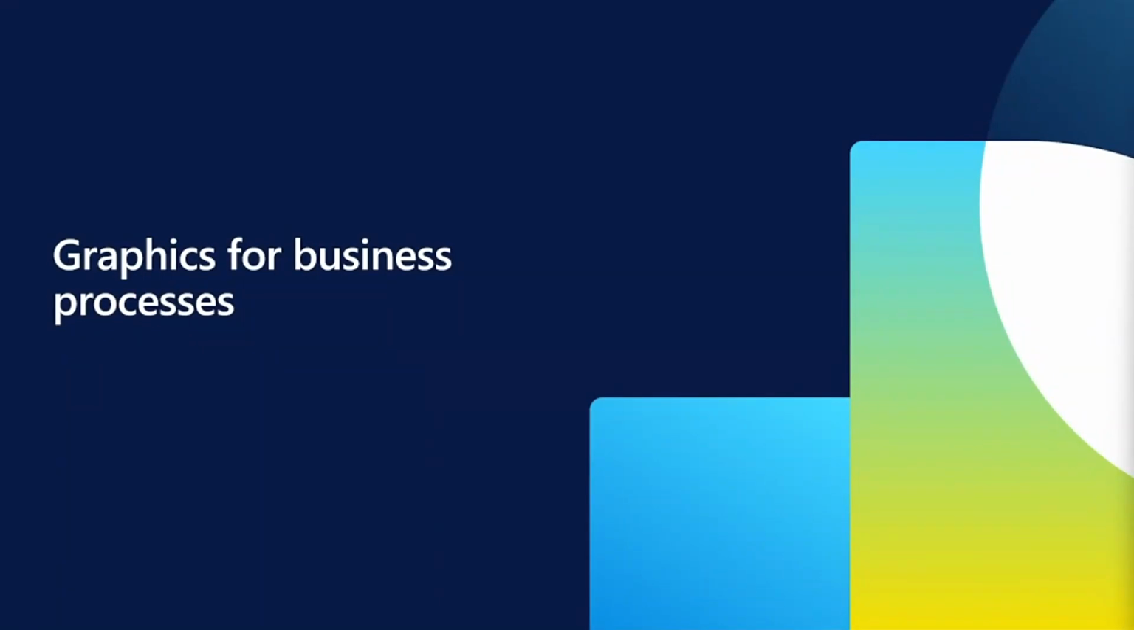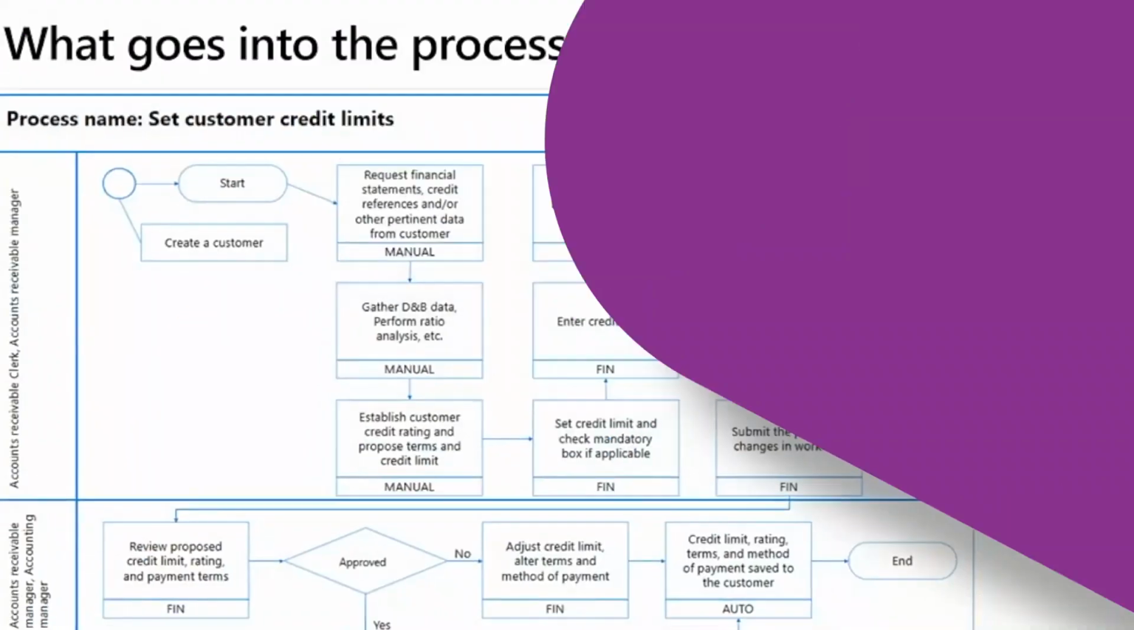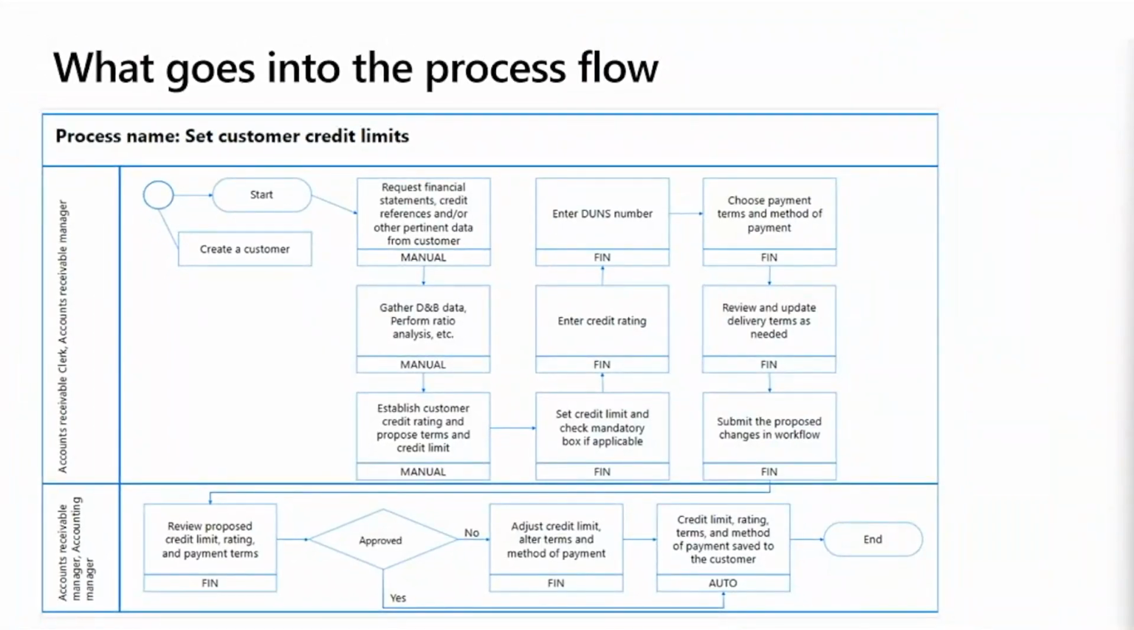One of the key things that are part of a business process article are the graphics, and specifically the process flow diagram. As we're developing the content and the graphics for these, it's important that we have consistency in the way that we create our business process flow diagrams. And so what I wanted to do was talk a little bit about what goes into the process flow. So here you can see a sample of the set customer credit limits process flow, which is available in that article that I just mentioned, set customer credit limits, out on the Guidance Hub.